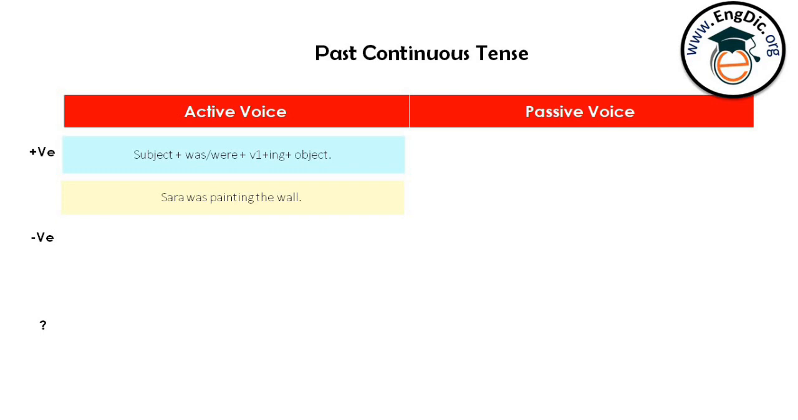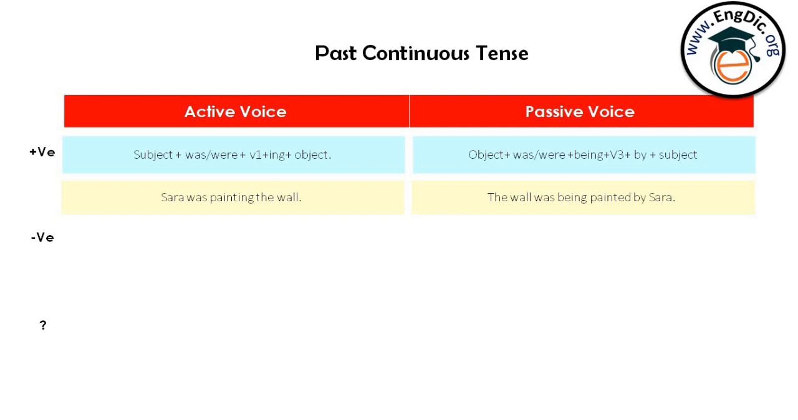And the passive voice of this sentence will be: object, was/were, then being, the third form of verb, by, and the subject. The wall was being painted by Sarah. We have put the object, the wall, and then was, and then being, and then painted. The third form of paint is painted, and then by, and then the subject, Sarah.